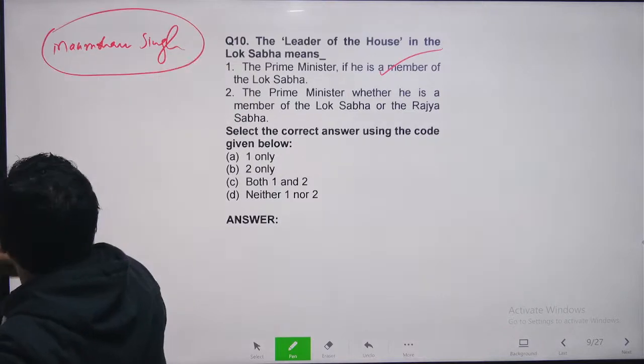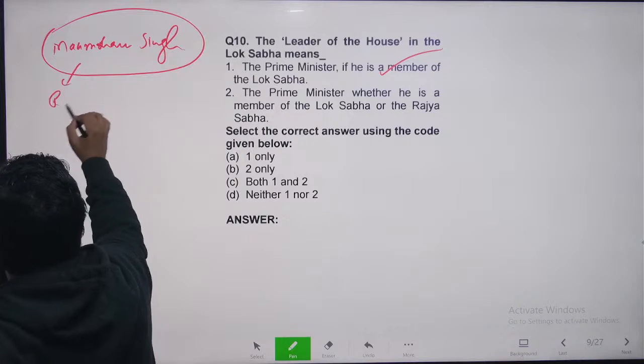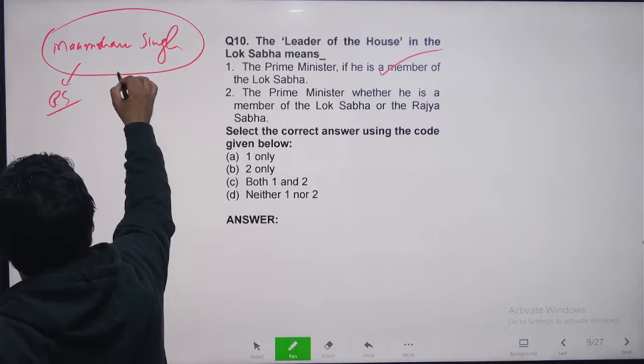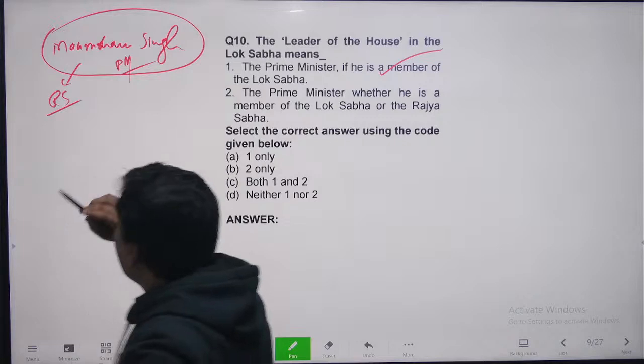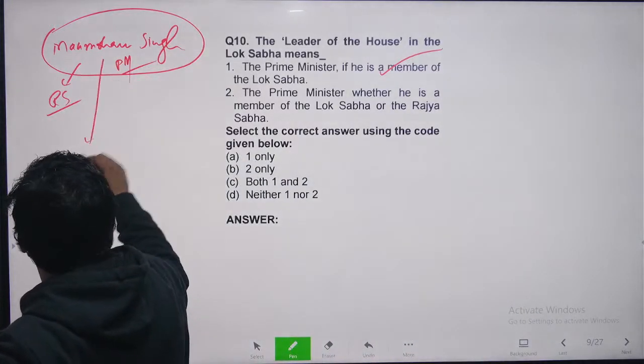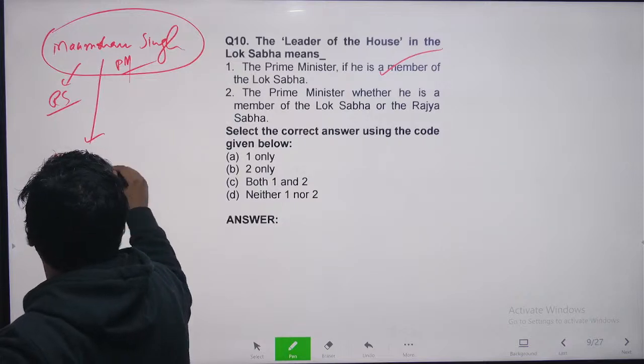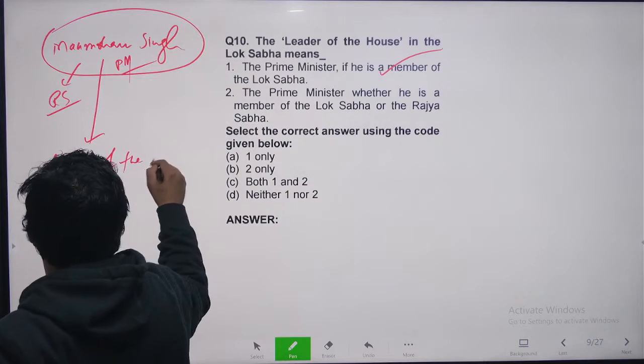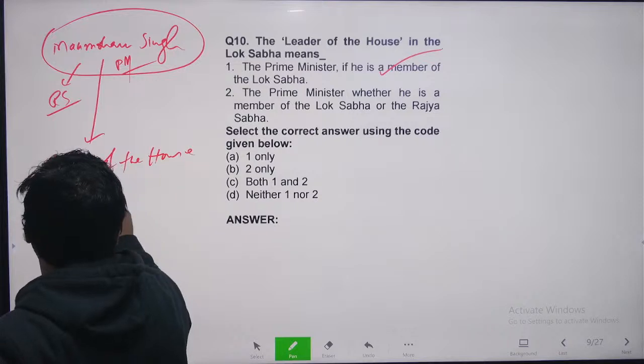Like Manmohan Singh. He was a member of the Rajya Sabha and he was a PM. Right? Now he was a leader of the House in the Rajya Sabha. He was leader of the House in the Rajya Sabha.